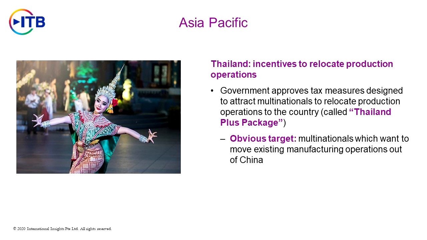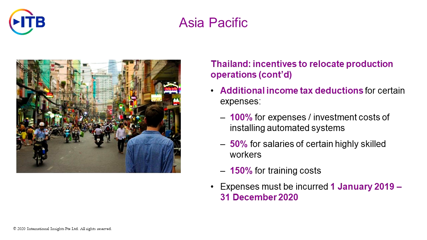In Thailand, the government has approved a number of tax measures designed to attract multinationals to relocate their production operations to the country. An obvious target for such measures are multinationals which want to move existing manufacturing operations out of China. The measures involve additional income tax deductions for certain expenses, 100% for the installation of automated systems, 50% for the salaries of highly skilled workers, and 150% for training costs.